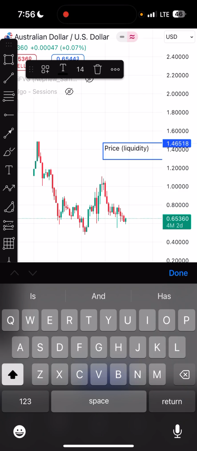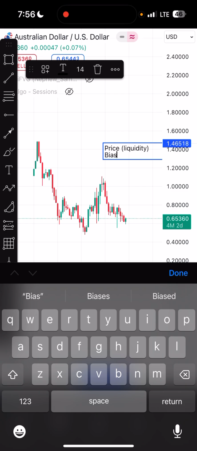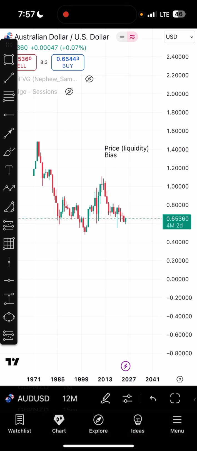So the next thing I do is check my bias. Now, it is very simple. You don't need to make it complicated for yourself. You understand? Now, I start my analysis from the 12-month time frame just for me to have a clear understanding of my view on a particular pair.